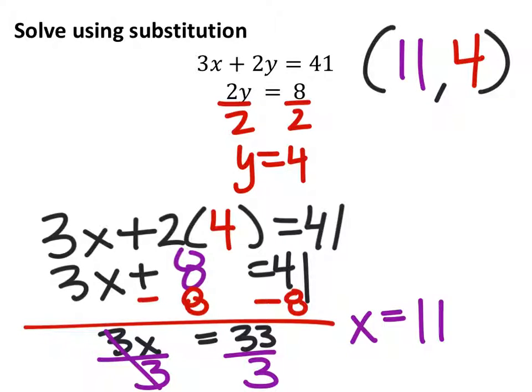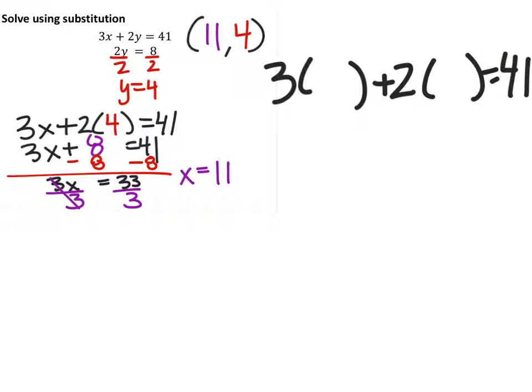But we're not finished here, all right? Because what we need to do is go back into both equations and make sure that these values give us a true statement. So let's go ahead and do that. So I have the equation. I know x is 11 and y is 4. This needs to give us a true statement.